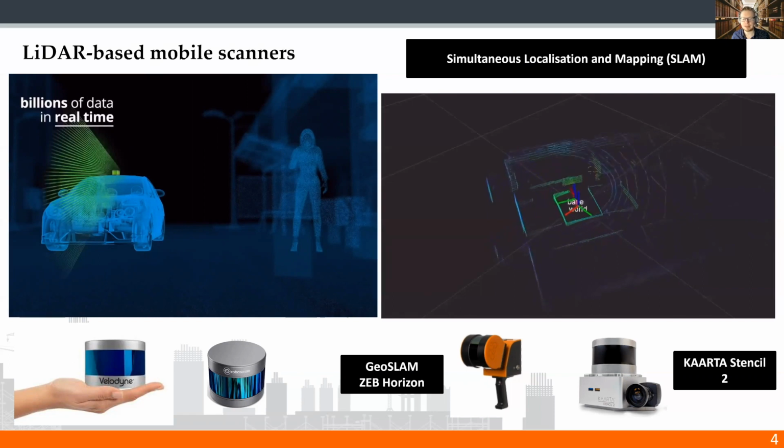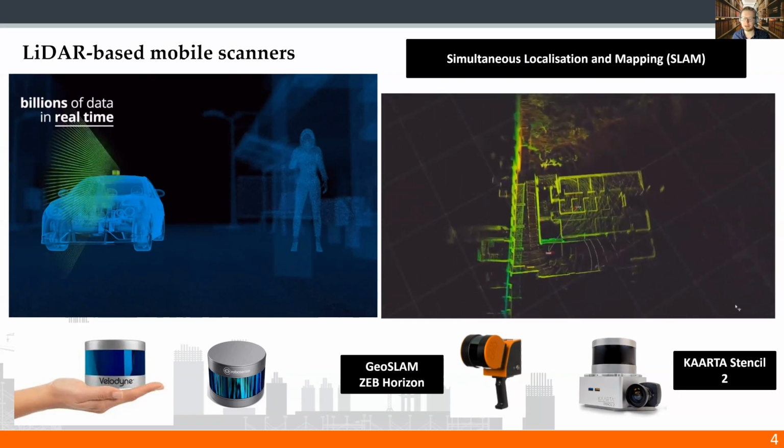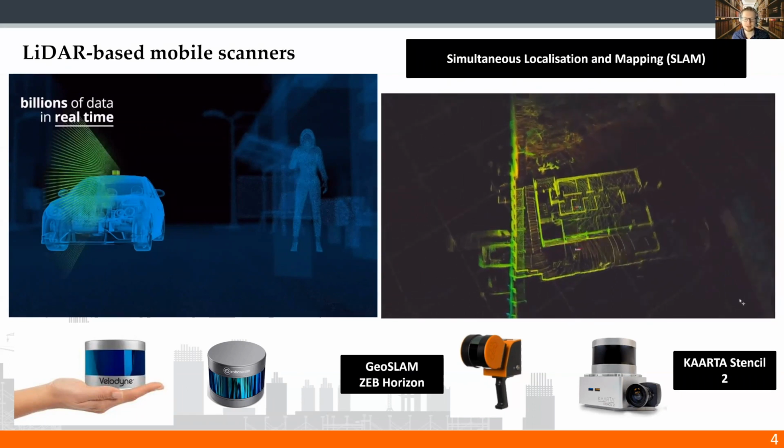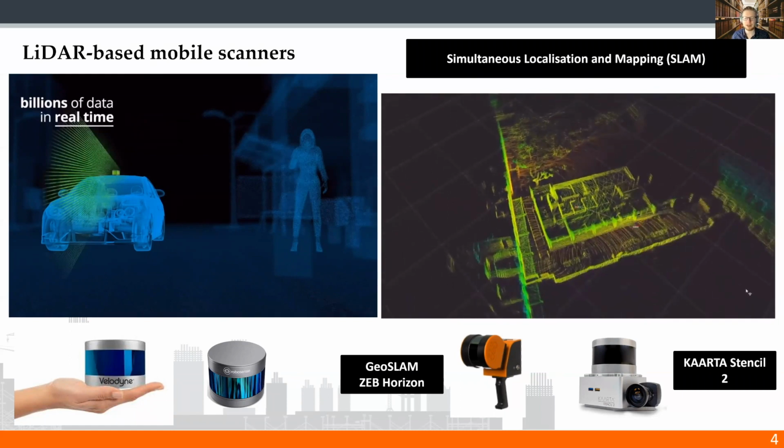And now you can place such a LiDAR on your head, walk around the building, and as you go, a 3D model of the building is being created. And if someone is interested in how it is possible to incrementally build such a model, you can check the keyword SLAM, which stands for simultaneous localization and mapping. There are a couple of companies that utilize SLAM to provide professional mobile scanners to the market. Two of them are GeoSLAM with its ZEB Horizon and Cartographer with its stencil tool shown here.